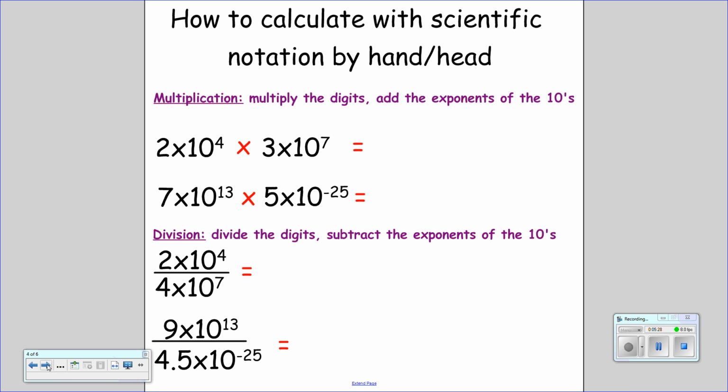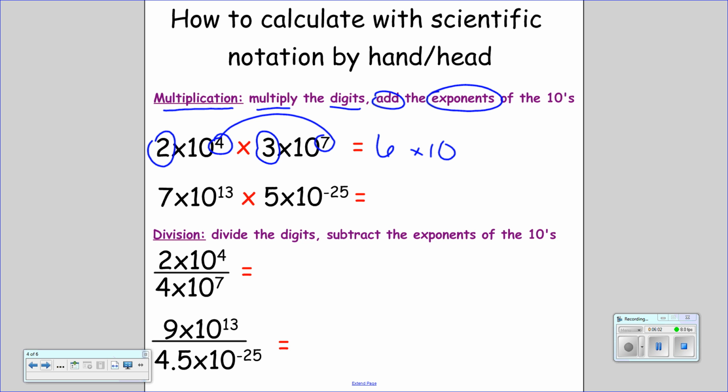All right, how to calculate with scientific notation, either in your head or by calculator, will be the next slide. So, how to do multiplication. For multiplication, you multiply the digits and you add the exponents. Let's look at this first one here. Multiply the digits. 2 and 3 are my digits, so we multiply them and get 6. Then we add in the times 10 to the, and we add the exponents. 4 plus 7 is 11. 6 times 10 to the 11.